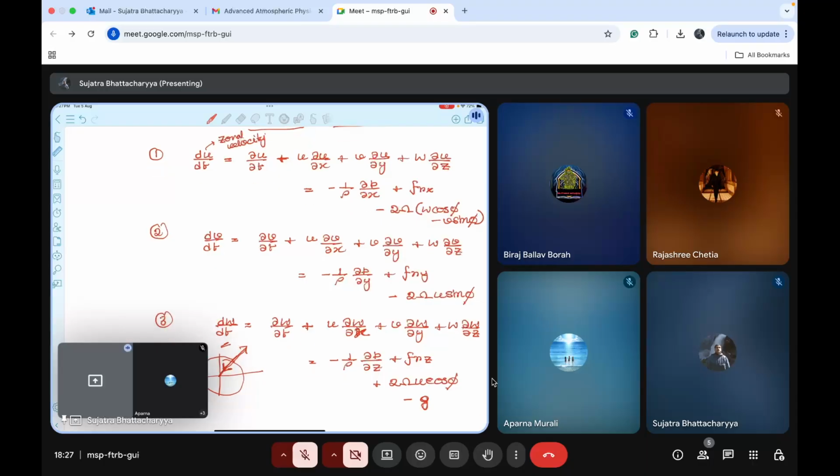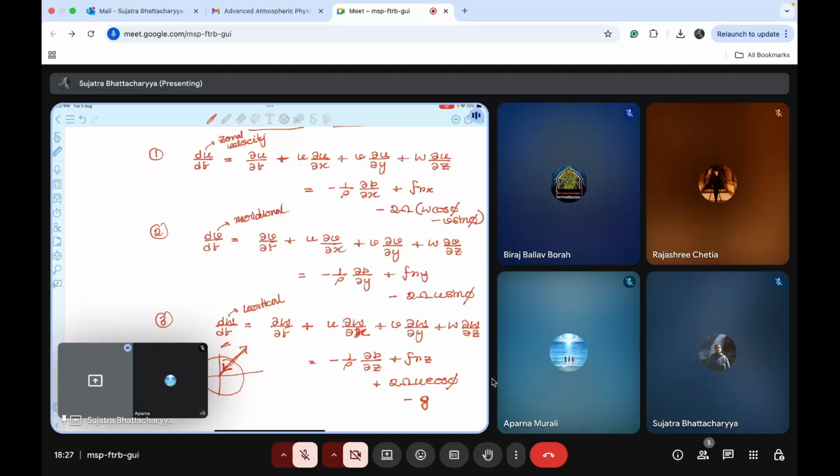So let me just write. This is zonal. This is meridional. And finally, this is your vertical momentum equation. So these are the Earth's momentum equations. Whichever weather forecasts or predictions you see are based not only on these three equations, there are many other equations, but these three are very fundamental equations for weather forecasting.